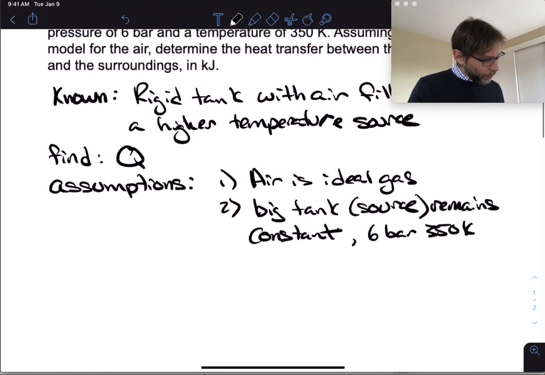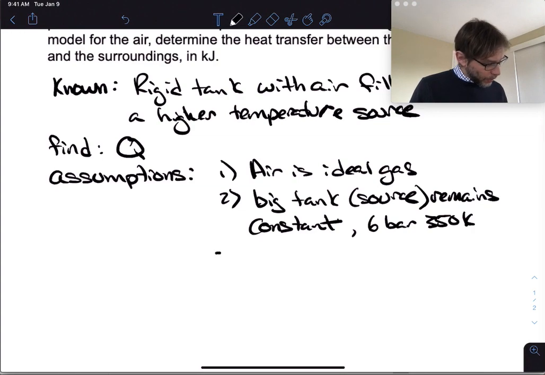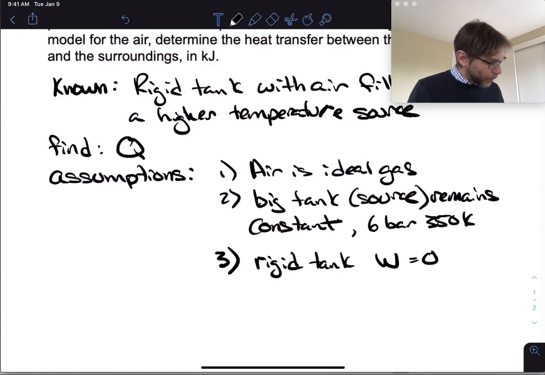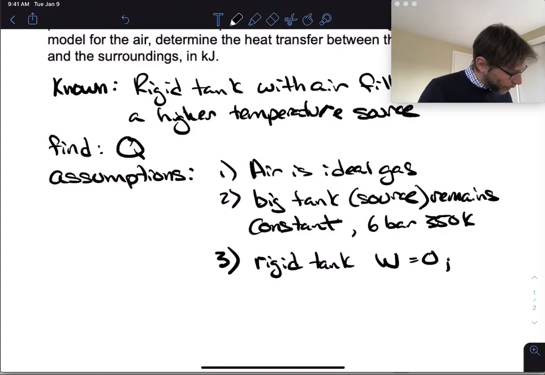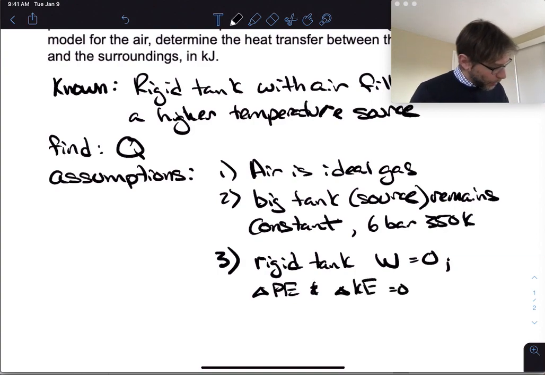Okay, the ideal gas model for air, heat transfer of the tank, so it's non-adiabatic, of course. And the control volume, anything else you can think about? Well, we're assuming that it's a rigid tank, so the work equals 0. You're not going to change the volume and there's no propellers or anything. So we're assuming that there's no work. And we're also assuming delta PE and delta KE are 0. I've got to assume that.